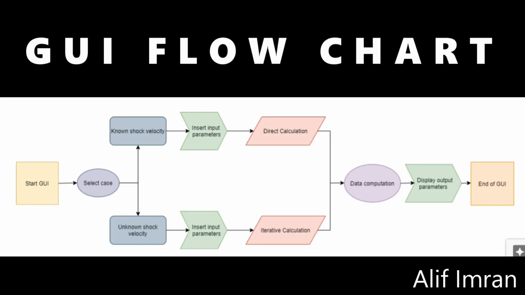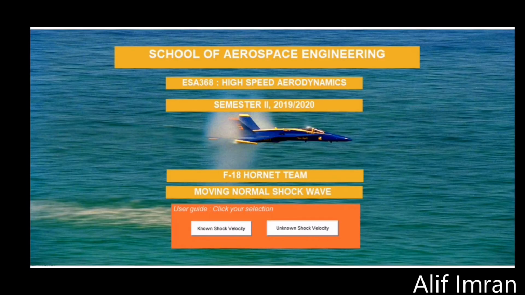After running the GUI, two choice cases will appear. Select one and insert the required input parameters. Data computation will occur after the OK button is pressed. Output parameters will be displayed. End of GUI.